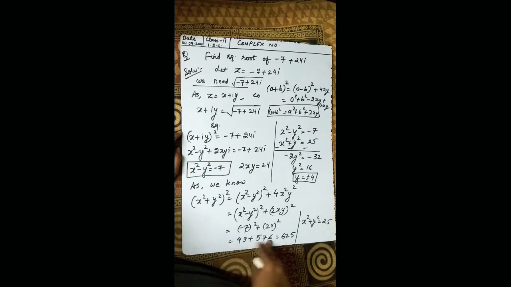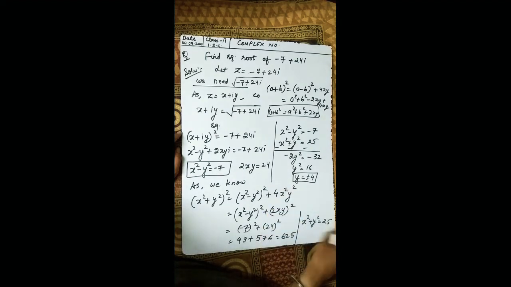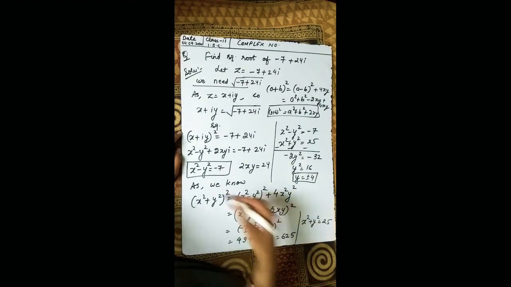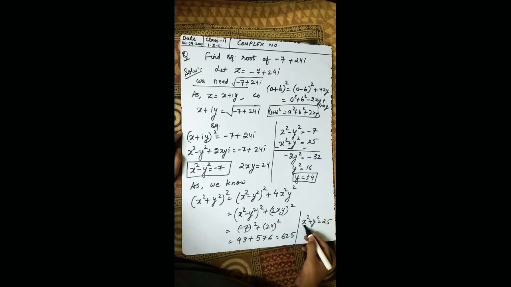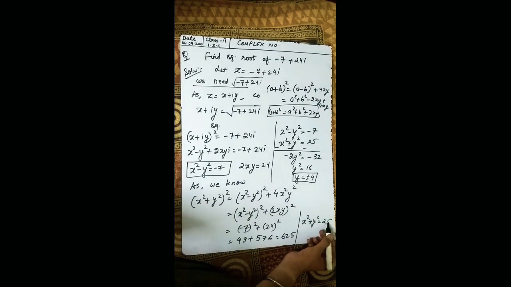49 plus 576 is 625, and x square plus y square you will always accept as positive; we won't accept minus 25. Why? Let me give you the reason also. See, this is x square. Even if x is negative, after squaring it will be positive. This will also be positive. Positive plus positive on adding gives positive only. So x square plus y square cannot be a negative value. That is why that is inadmissible. So we have to take 25 only.